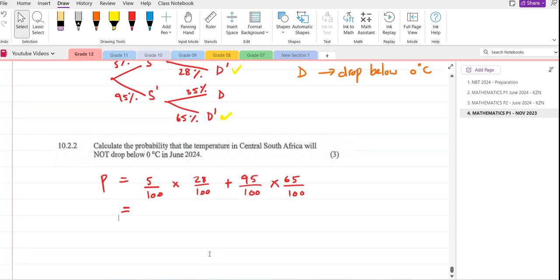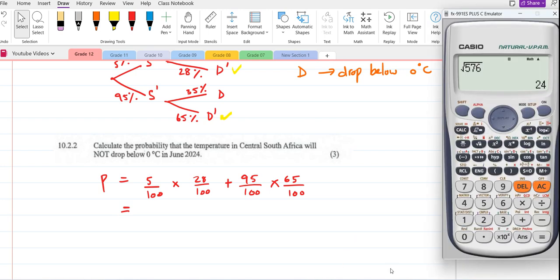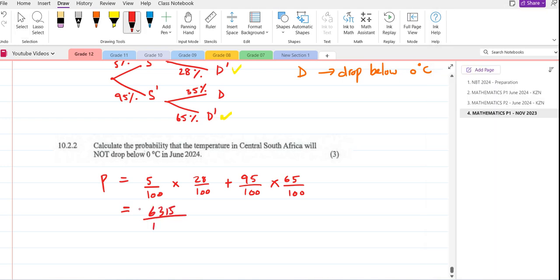So what we have, 5 times 28 plus, remember everything is over 10,000 because 100 times 100, plus 95 times 65. I'm getting 6315 over 10,000, which is 63.15%, or you can say 0.6315. That's my probability.